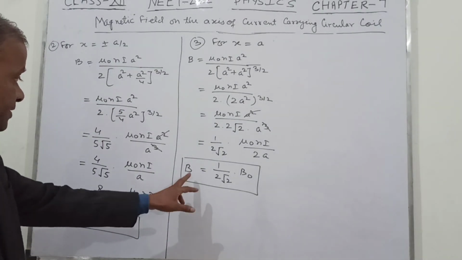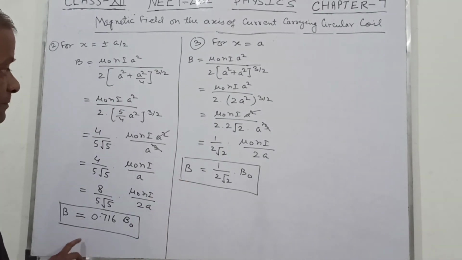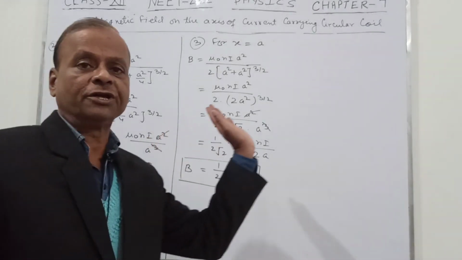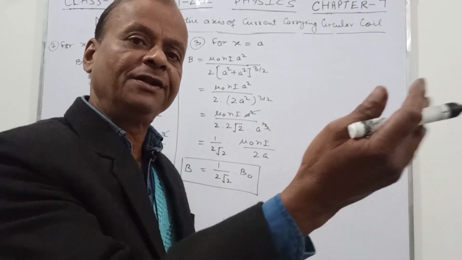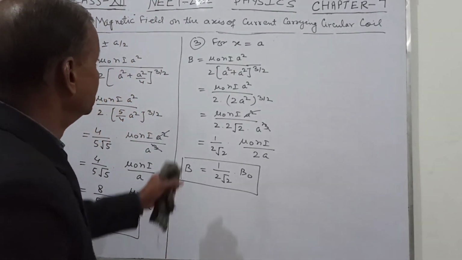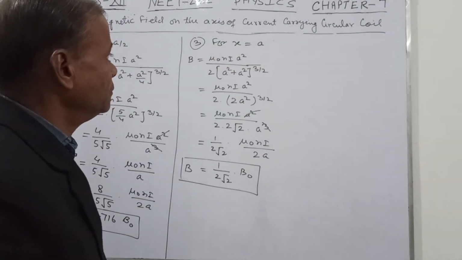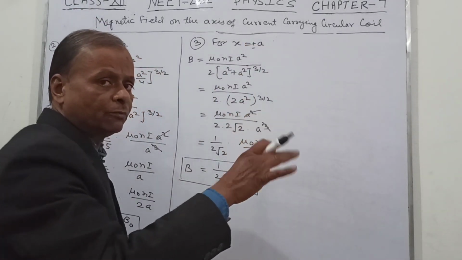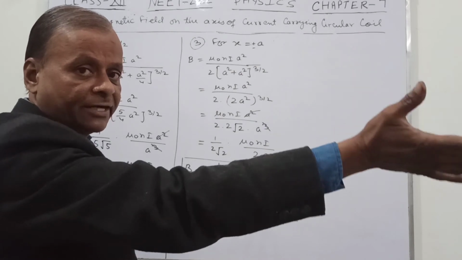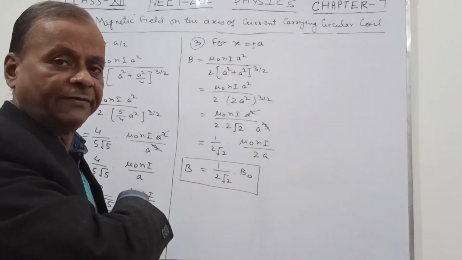So you can see that this magnetic field is less than the earlier one. As we go away from the center on the axis of the coil, the magnetic field is decreasing. This is for x equal to plus minus a, so we can see it on both sides, the right side of the coil and the left side of the coil.